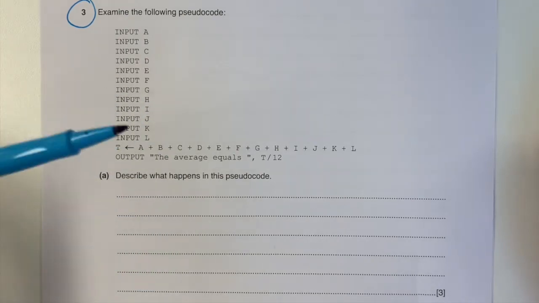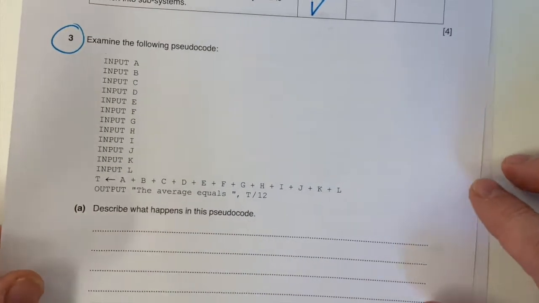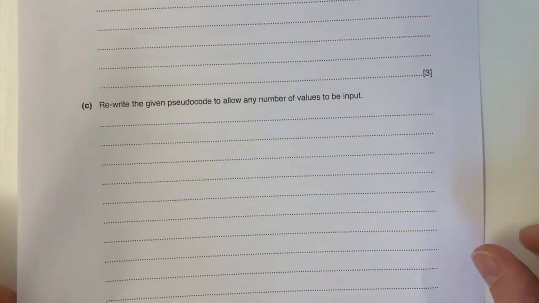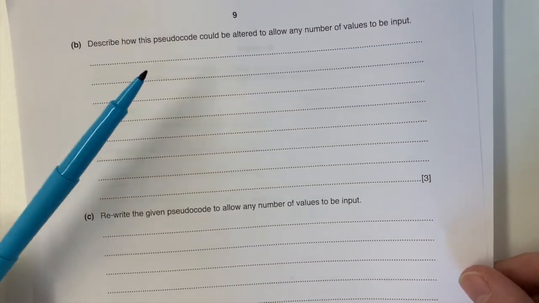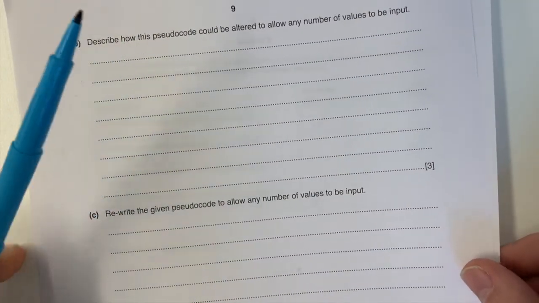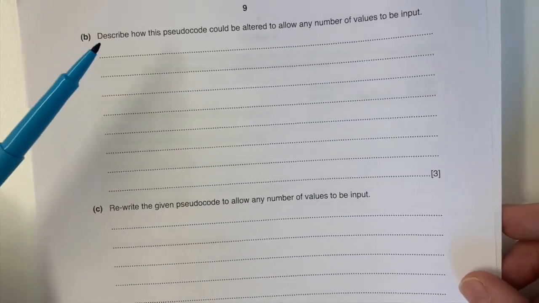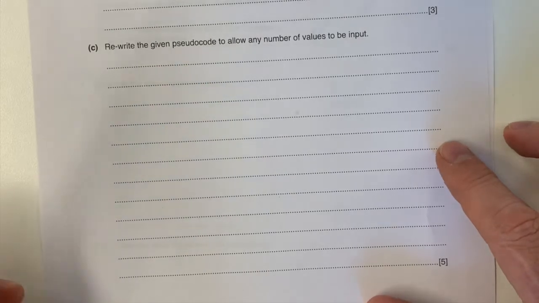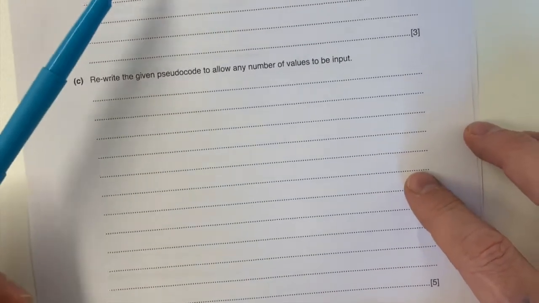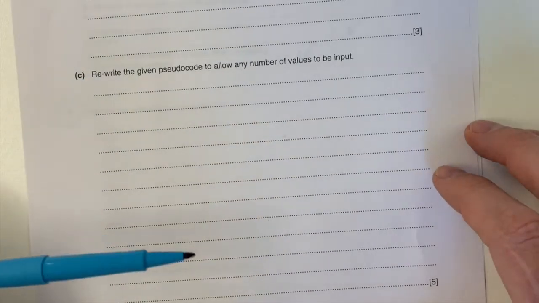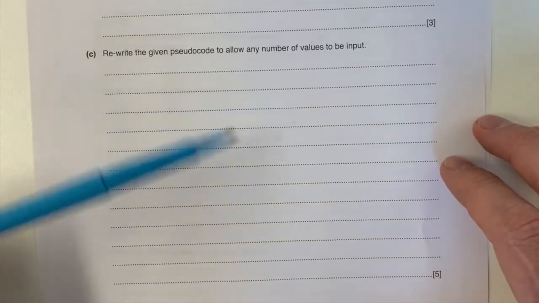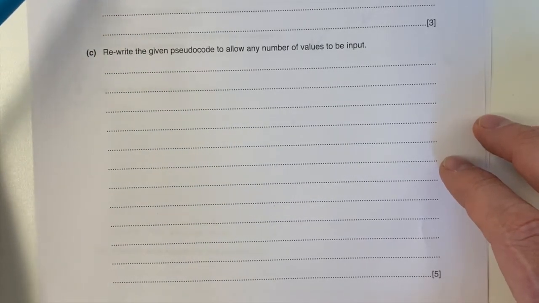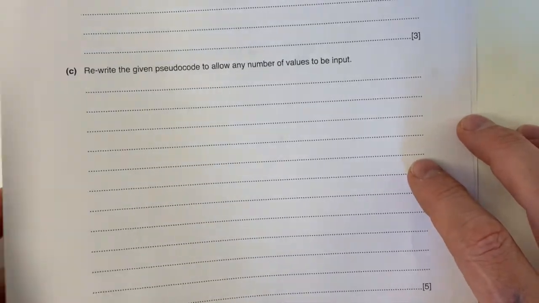Okay? And then after that, I've already answered the first bit. After that, we've got to describe how the pseudocode could be altered to allow any number of values to be inputted. Okay? And then we've got to rewrite the given pseudocode to allow any number of values to be inputted. So we could describe how we're going to do it, and then for the 5 marks, the big marks, rewrite the pseudocode to show what we're talking about in part B. Okay, but let's start with part A.